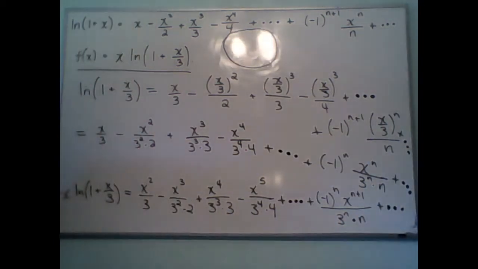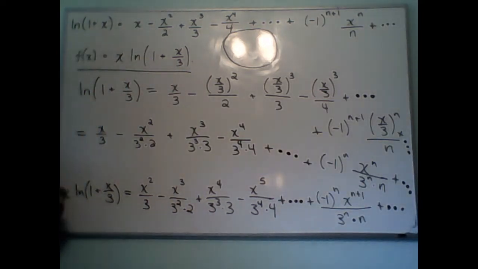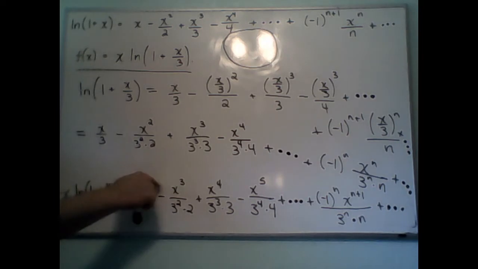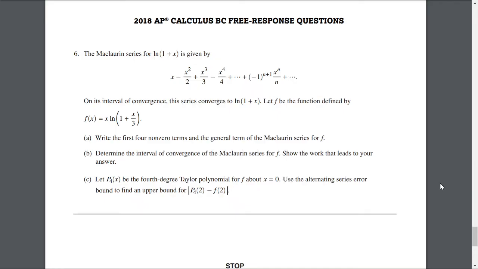And that's part A for us. Simple manipulation of power series question. Substituting x over 3 in for x, and then multiplying by x, which just multiplies each term by x, shifting the powers 1 higher. Part B. Determine the interval of convergence of the Maclaurin series for f. Show the work that leads to your answer.